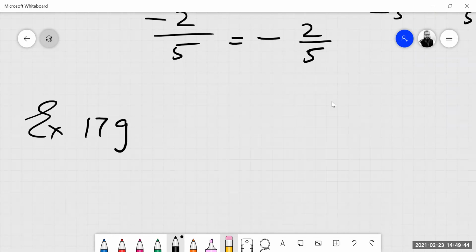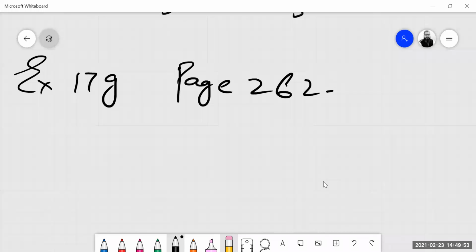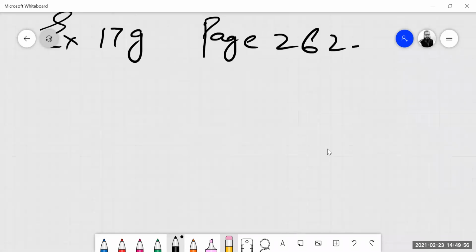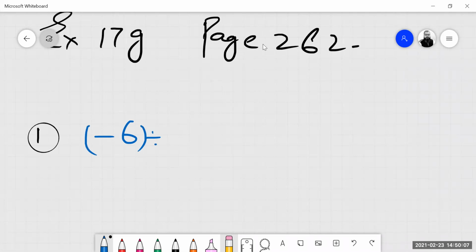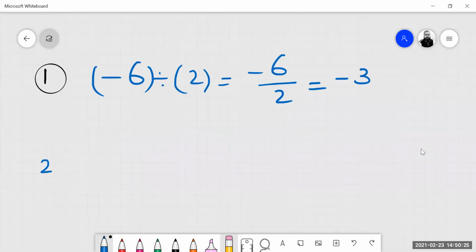Exercise 17G, page 262. Now question number 1, -6 divided by 2. This is like -6 over 2. What will be the answer? 6 divided by 2 equals 3. And this is -1. So -3 is the answer. Question number 2.